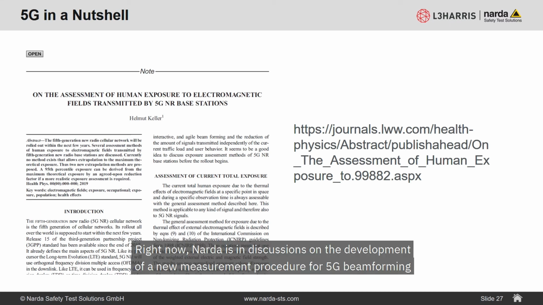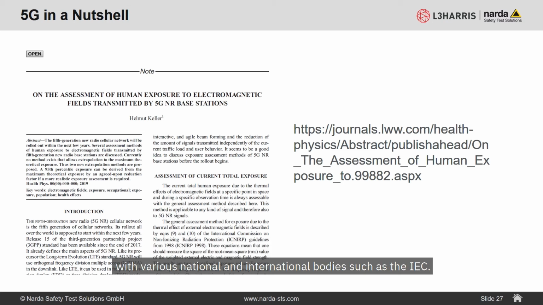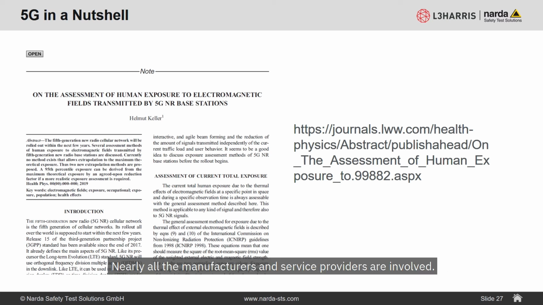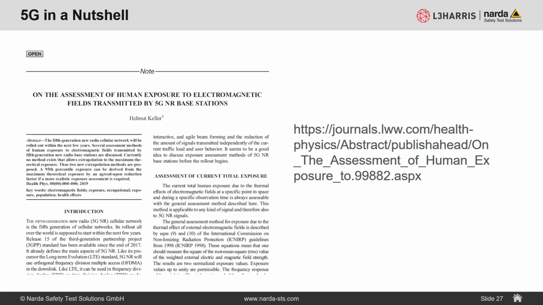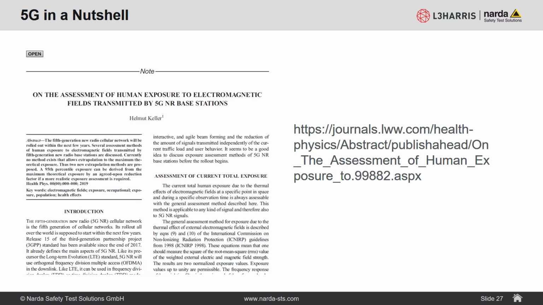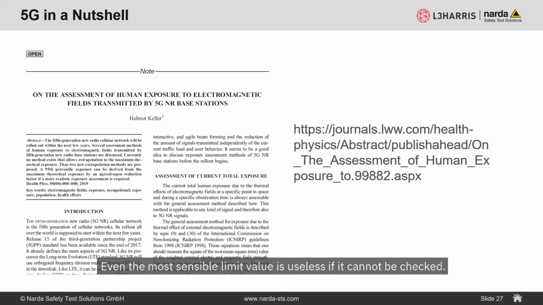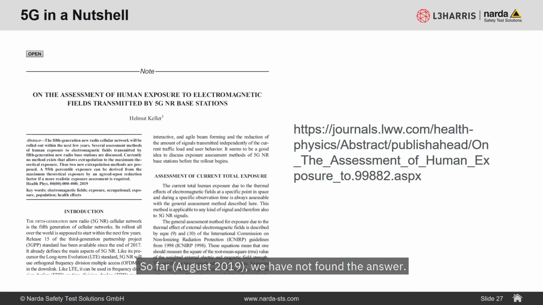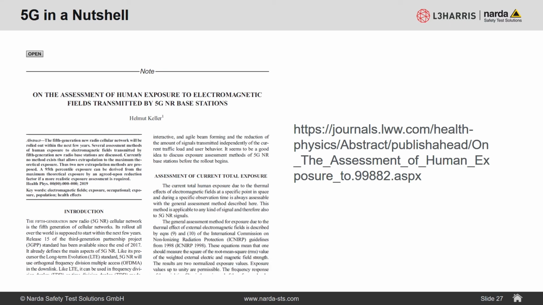Right now, Narda is in discussion on the development of a new measurement procedure for 5G beamforming with various national and international bodies such as IEC. Nearly all the manufacturers and service providers are involved. The proposal made by one manufacturer is currently being investigated. As you can see, everyone involved is keen to find a solution. Even the most sensible limit value is useless if it cannot be checked. So far, as of August 2019, we have not found the answer.